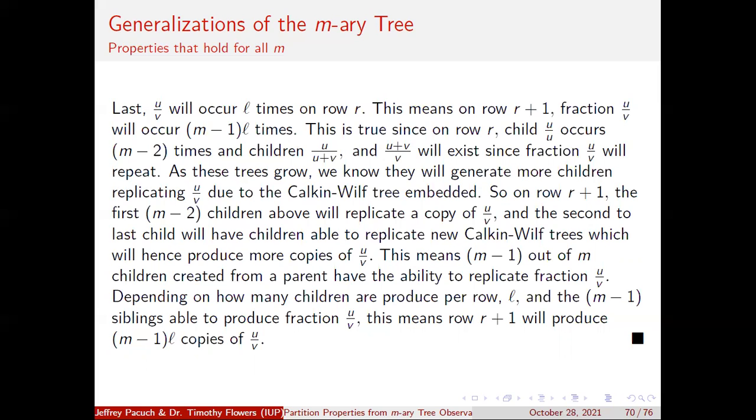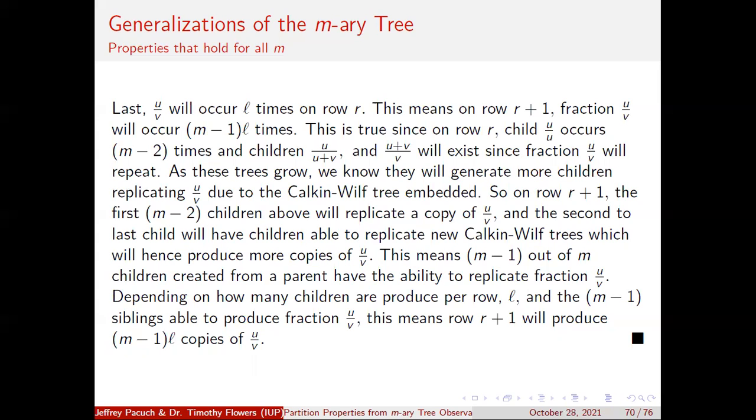That's saying out of every m children, there's only one child that can't, and that's that very last one, u plus v over v. So that means m-1 children have the ability to replicate my original fraction. So that means m-1 times the previous row will hold as the number of copies that u over v will be able to replicate. And then the theorem is proven to be true.